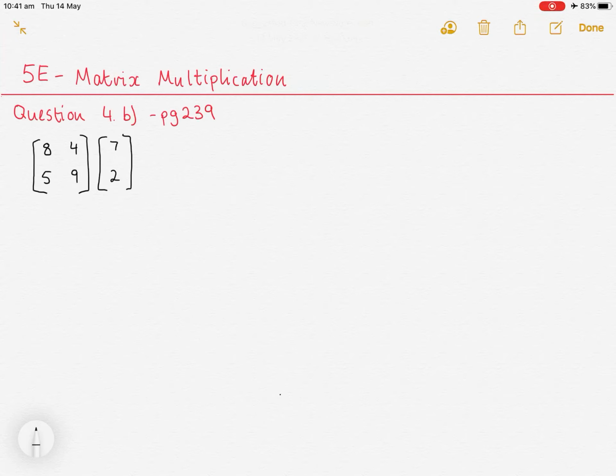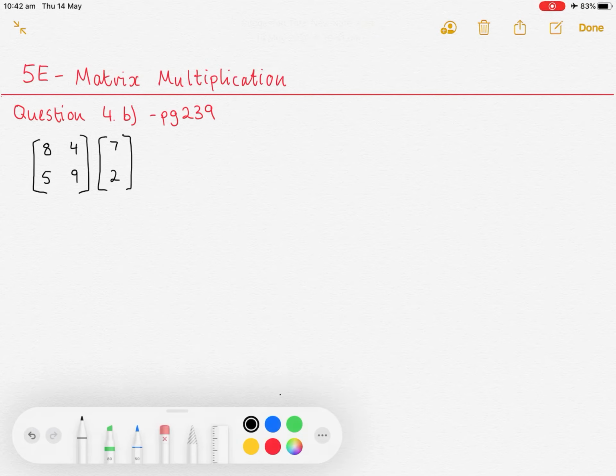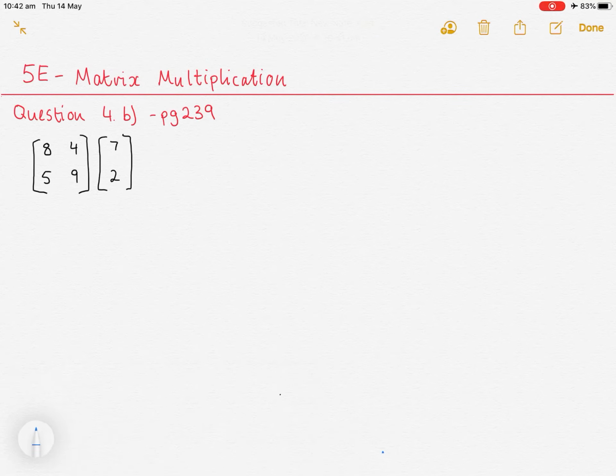Alright, so today I'm going to do an example from 5E, matrix multiplication, and I'm doing question 4B, which is doing a matrix multiplication without using the graphics calculator. So the first step you need to do is determine whether you can multiply the matrices or not. So you need to write the order of the matrices.